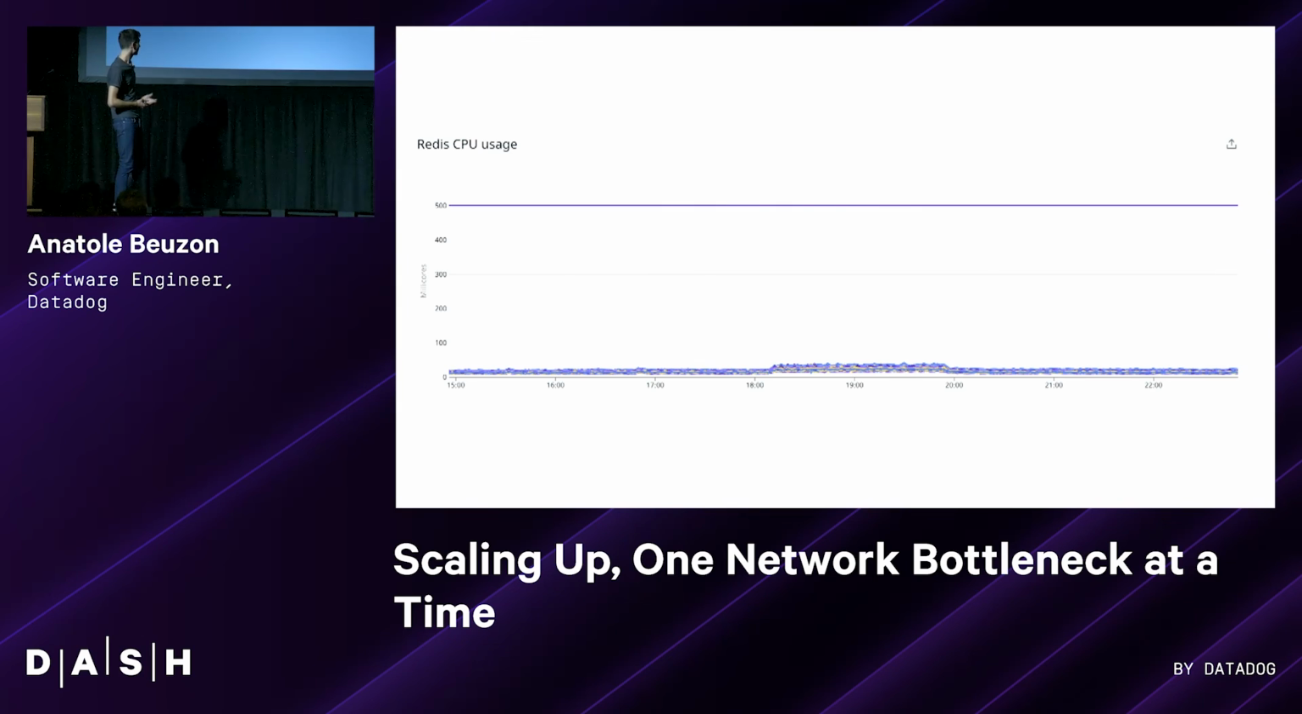And we see that each Redis process uses less than 0.1 core, whereas it could use up to an entire core. So it has plenty of CPU available, and it's not using it.